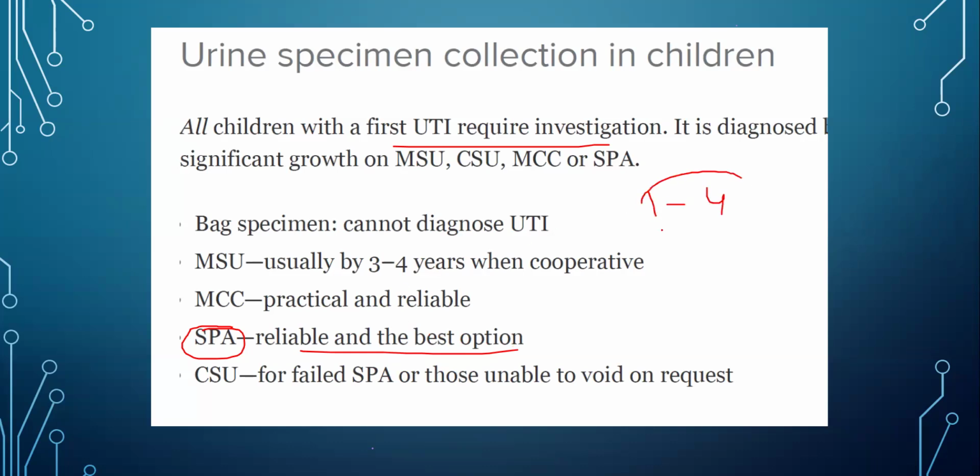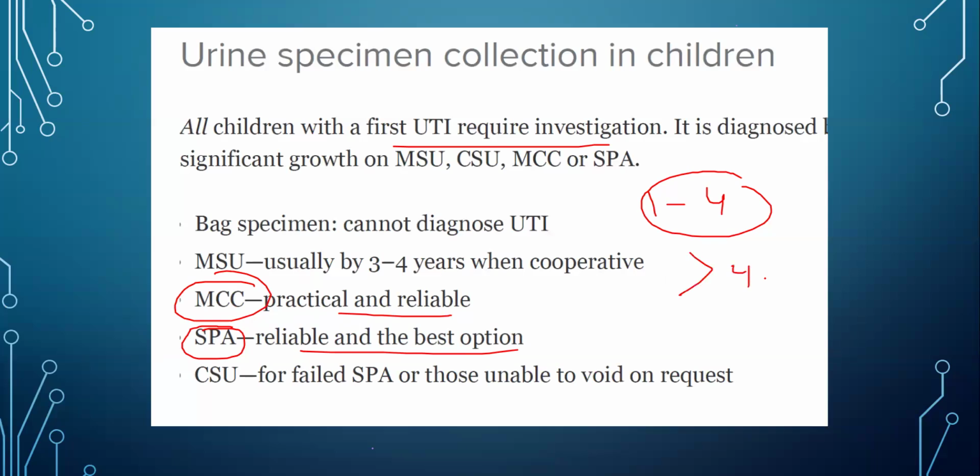Between 1 to 4 years old, you can try a clean catch urine sample. Whenever the child is going for a pee, the parents will try to catch the urine while the child is urinating. So that's called clean catch urine. If it is possible, then yes, we can do that.